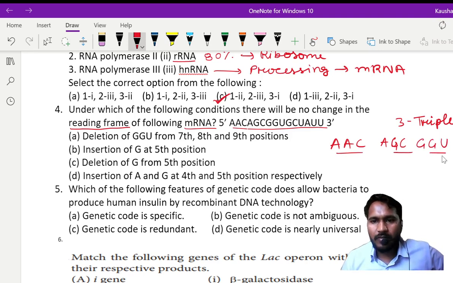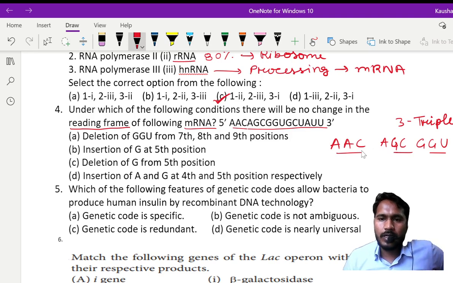So the frame will be changed if you insert any letter. Suppose I am inserting one letter, one adenine here. So what will be the frame now? The frame will be changed from here to A C.